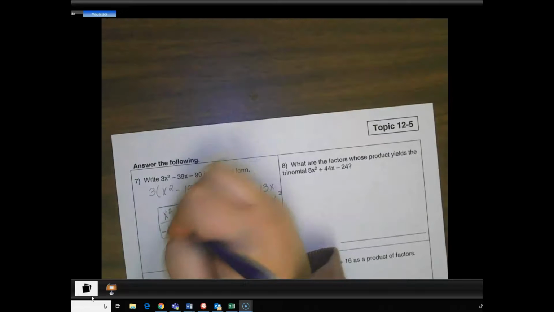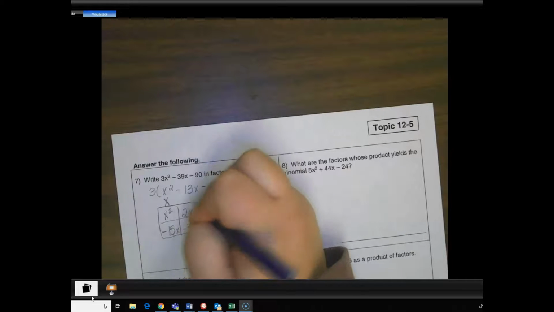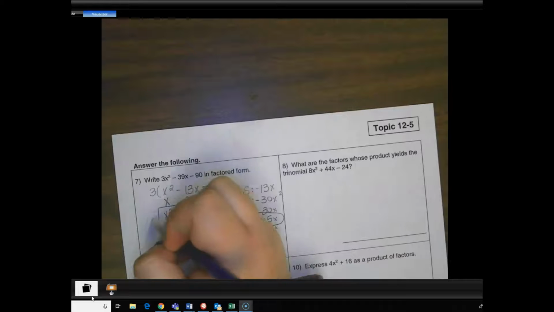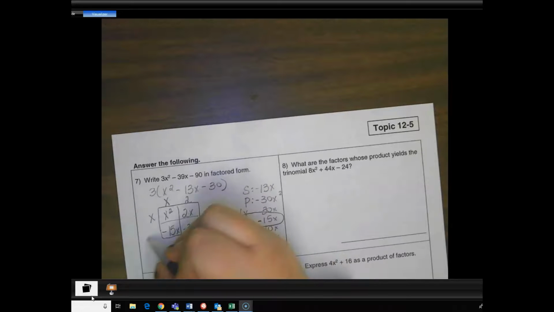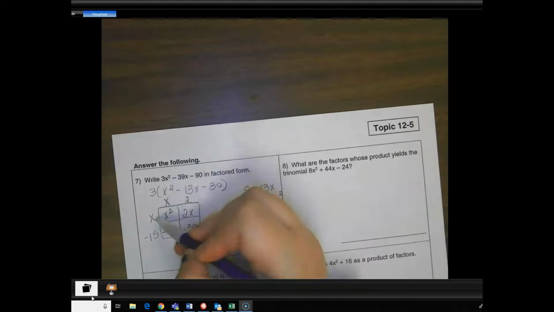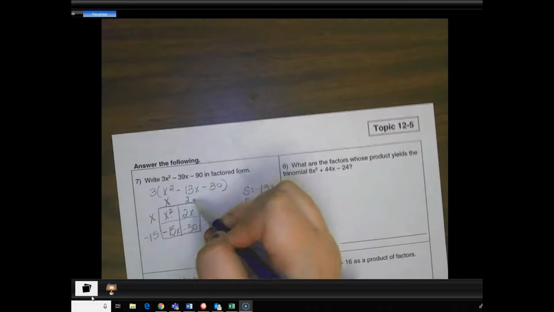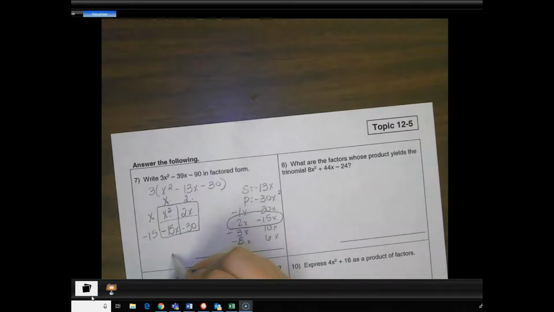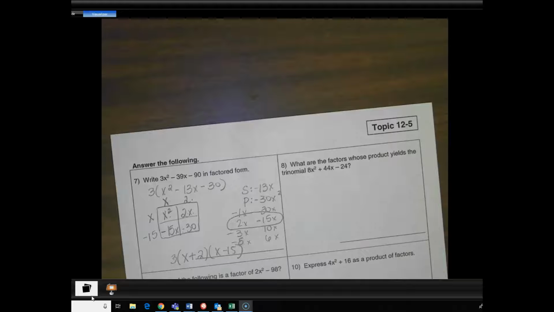So here I can pull out an x. Here I can pull out a 2. Here I can pull out an x. Here I can pull out a negative 15. Let's double check it. x times x. Yep. Yep. Yep. Yep. I always like to check mine. Don't forget that leading 3 up there. I have some of you who are forgetting that. And there we go.